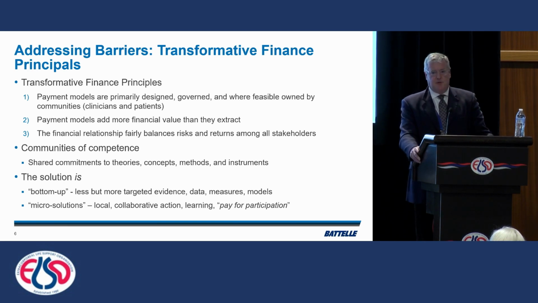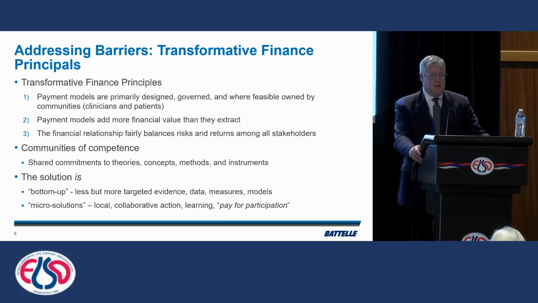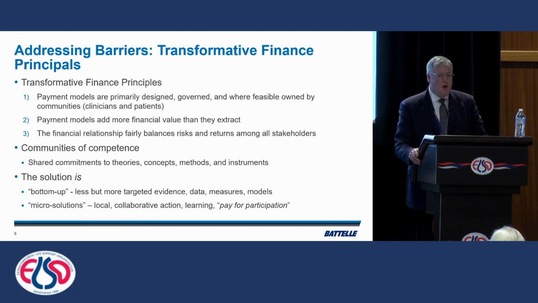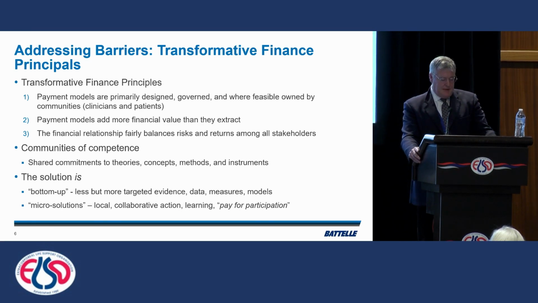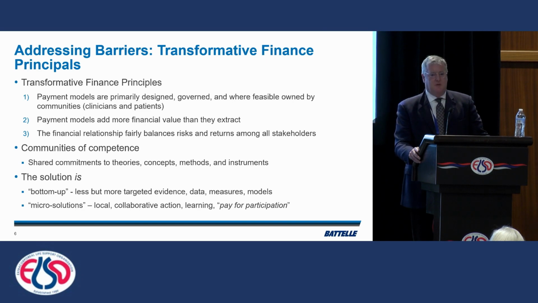So that could be either transforming, giving money for completely discretionary purposes and taking away some of the discretion, or at a minimum, making sure that the money stays within the community. And then finally, the financial relationship fairly balances all of the risks and returns amongst all the stakeholders: patients, frontline workers, clinicians, everyone involved in the care delivery. So these are bottom-up solutions, but very targeted in terms of their evidence, their data, their measures, and their models. And they focus on micro-solutions, these local, collaborative, learning type of models. So that's it. Thank you very much.